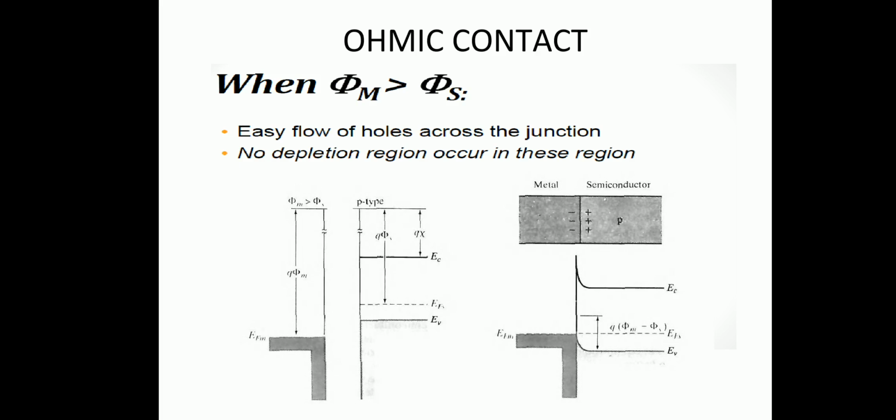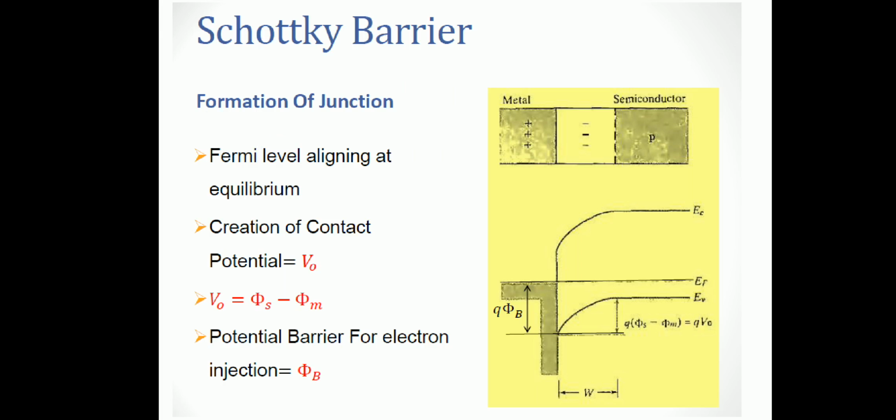In the ohmic contact, majority carrier flow happens in both directions, so in the forward direction as well as in the reverse direction there is a current. That is why it is called a non-rectifying or ohmic contact. This way we can draw the contact figures for a p-type semiconductor and metal.